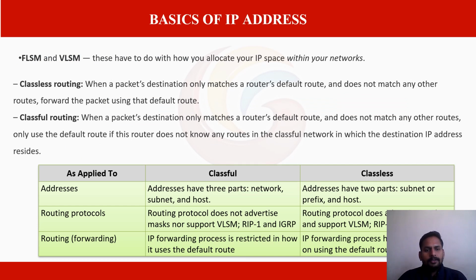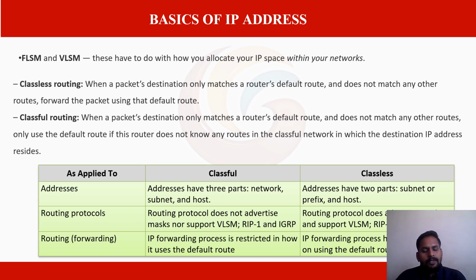And the next one is the beginning itself. I have told what is classful routing and then classless routing, right? So here I'm giving the table of classful and classless routing concepts. First one is it is applied for the addresses. The classful routing, we know that it has three different parts, right? So one is the network part and then subnet and then host. So you see here the classful, the name itself telling that total network ID will get that class.